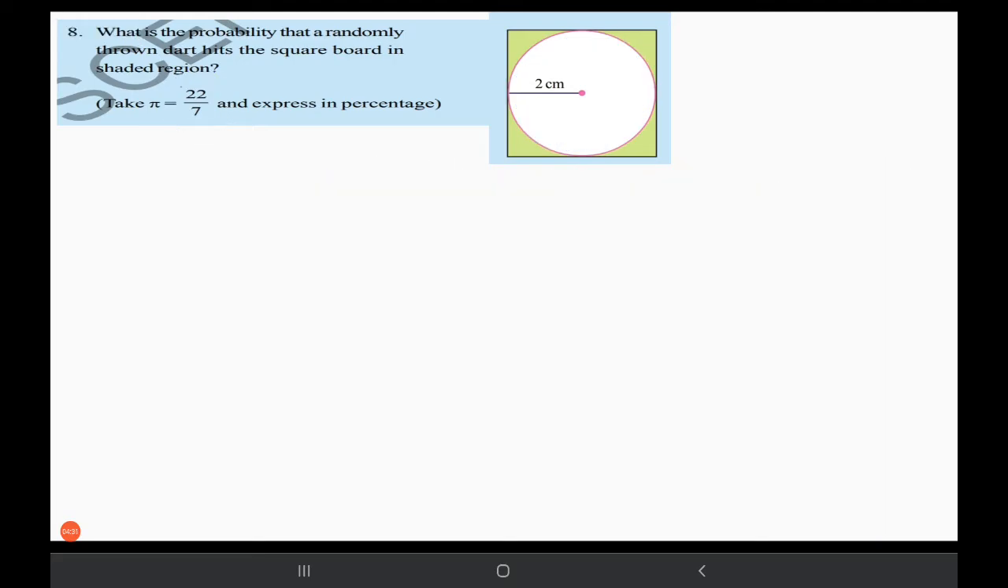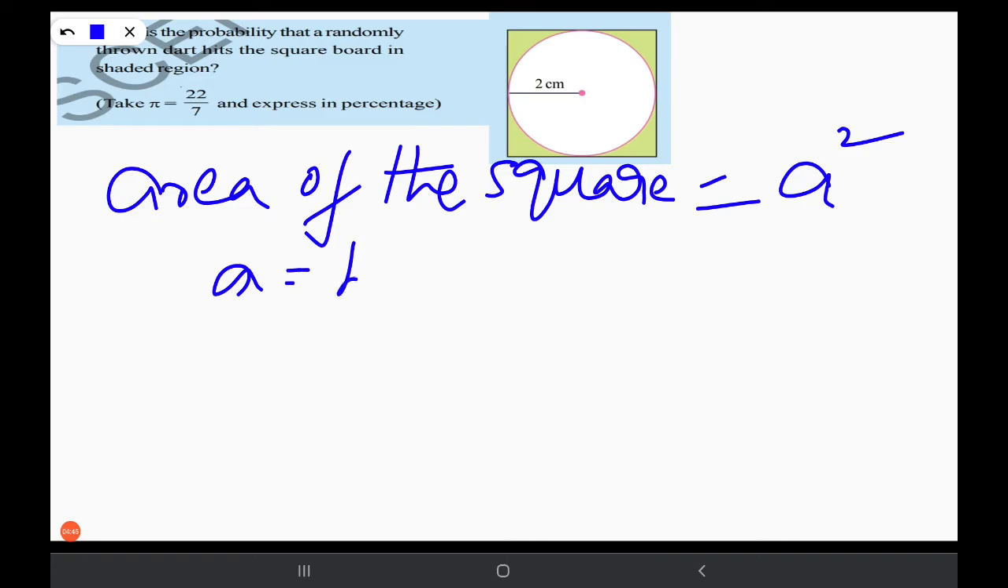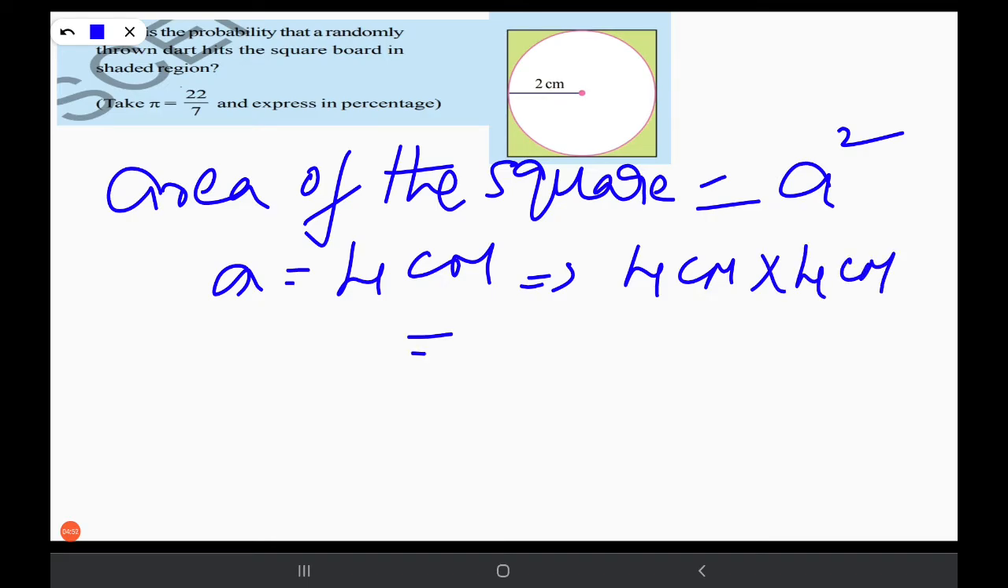Next, coming to area of the square. Area of the square is equal to a square. Given a is equal to 4 centimeters. So substitute 4 centimeter into 4 centimeter, we get 16 centimeter square. Now this is the total area of the square. Now we have to find the shaded region area.